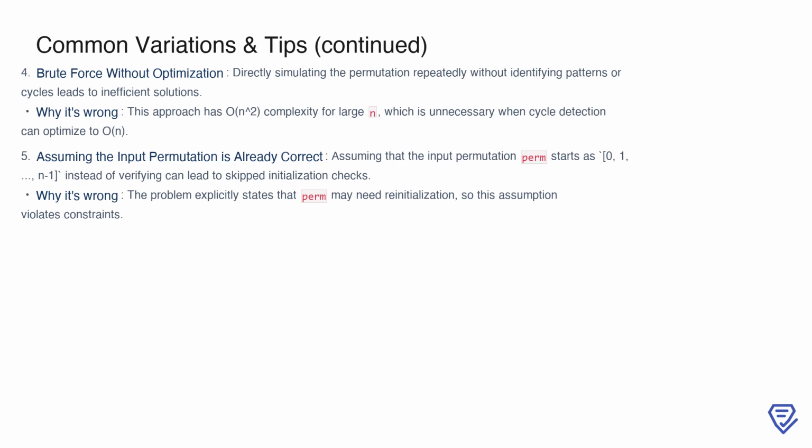Additionally, assuming that the input permutation always starts as 0, 1, ..., n-1 is problematic. The problem explicitly states that perm may require reinitialization, so skipping this verification step violates the constraints and can result in incorrect solutions. Always ensure that your implementation checks the initial state of perm before proceeding.